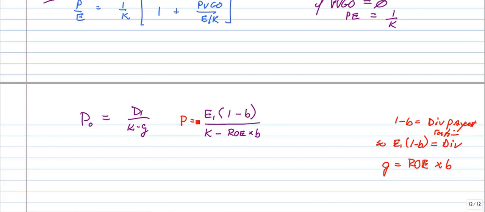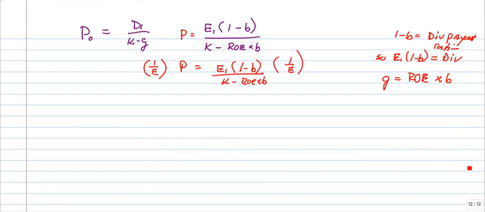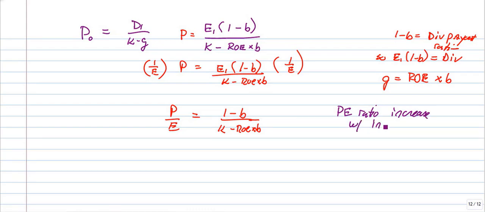Now, if I divide both sides by earnings, then what I'm left with on the left-hand side is P over E. And on the right-hand side, the earnings in the numerator cancel out. And so I've got 1 minus B over K minus ROE times B. And again, these are just reflections, if you will. This is showing us, as an interpretation or an observation, that the PE ratio is going to increase with increases in ROE.